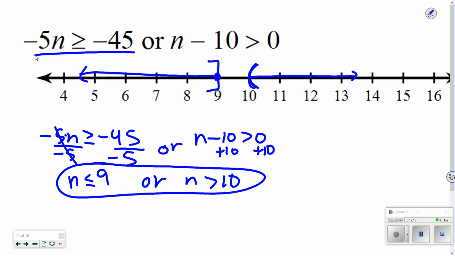But writing with the interval notation, start from the left side. It goes to the left forever, negative infinity, and goes until I get to 9. It is equal at 9, so it'd be a square bracket. Union, that just means it includes both of these. So it also includes 10 to infinity going that direction. And we're done. There's our answer with the interval notation.